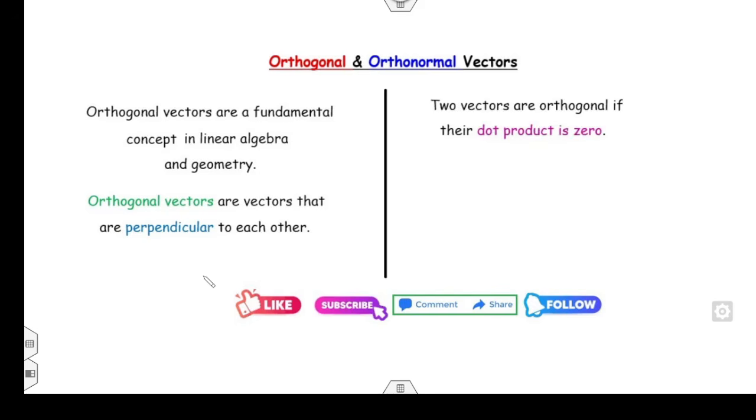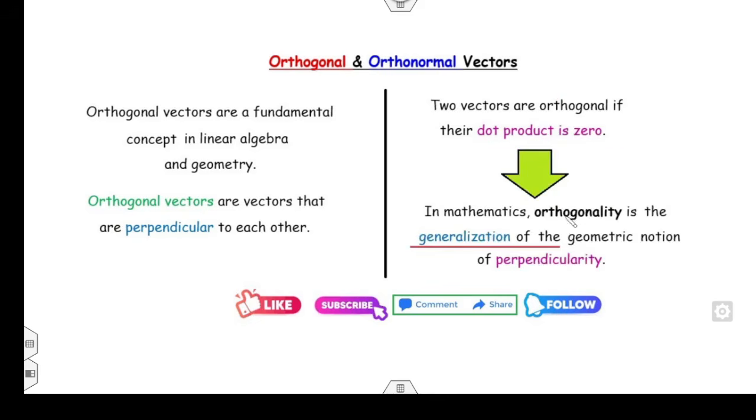Or in other words, remember we are talking about only two vectors. The two vectors are said to be orthogonal if their dot product is 0. That means the two vectors are orthogonal whenever they are perpendicular to each other. Orthogonality is the generalization of perpendicularity, because with perpendicularity you can always talk about two vectors.